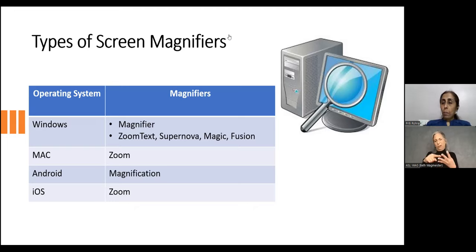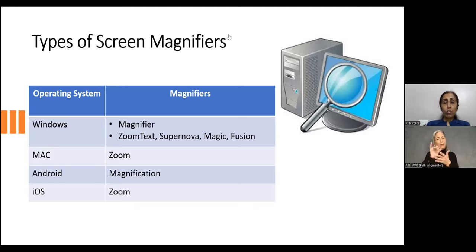When it comes to the Apple side of things, on both Mac and iOS, you have Zoom as a magnifier. You can turn it on at the operating system, and all the features are available to use it and enjoy the computer with these. Lastly, on Android, we have magnification. Also on Android, you can download different third-party apps, and the list is too long. That's why I have not covered it here.